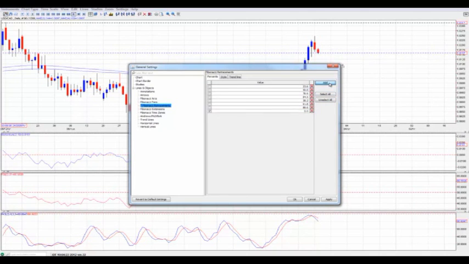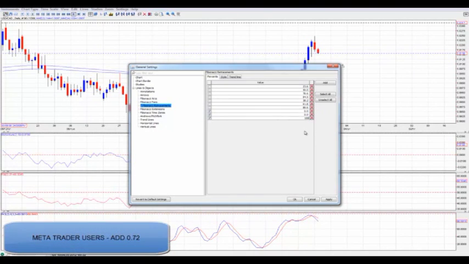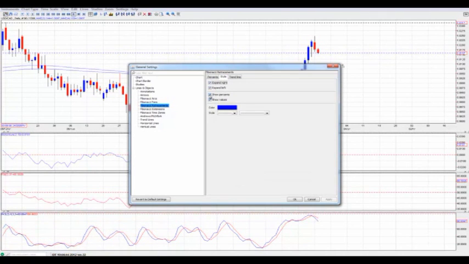Click 3 times Add. Leave 0. Add 100 just as a reference. The 0 and the 100 is a reference for me for the points that I draw my lines. And I'm adding another level, a unique level named 72. I go to Style, Show Percentage, Show Value.